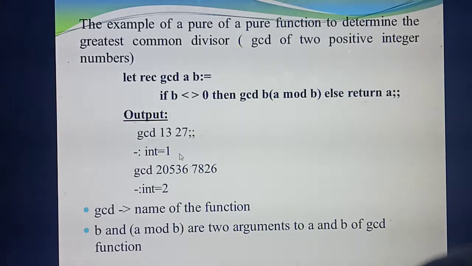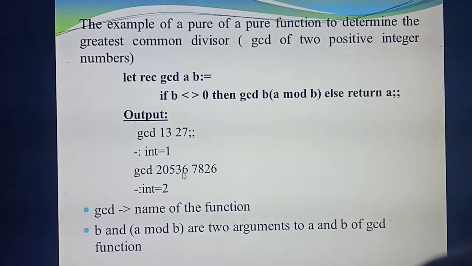See the output: you are giving two numbers, 13 and 27. How many times does 13 go in, that is 26? How many times is the possibility? One time. So the answer is 1. Likewise, for the two numbers we have given, the possibility is 2 times, so the greatest common divisor is 2. Just like LCM, you divide; the same way, how many times your possibility is there, that is the greatest common divisor.